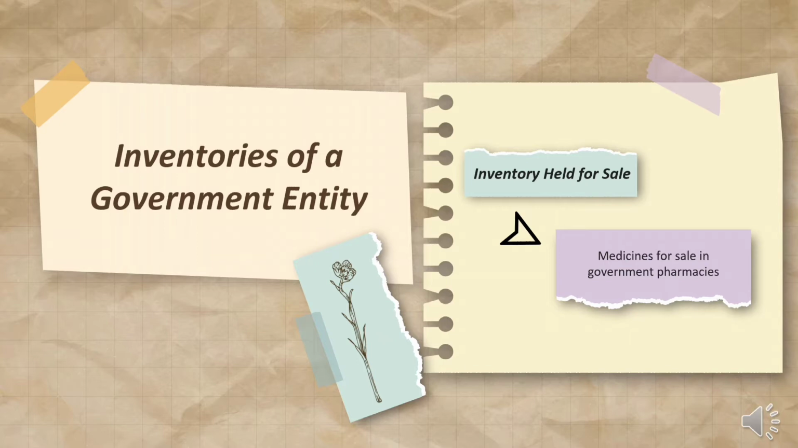So, inventory held for sale refers to the finished goods or items that a business sells during its normal operations. Like for example, since we are talking about a government entity, an example here would be the pharmacies inside government hospitals. Some hospitals have their own pharmacies, even if only a few, like it's rare. And the medicines sold there are the inventory held for sale.